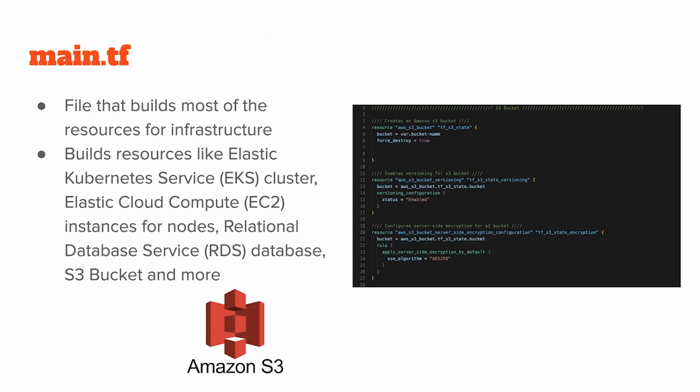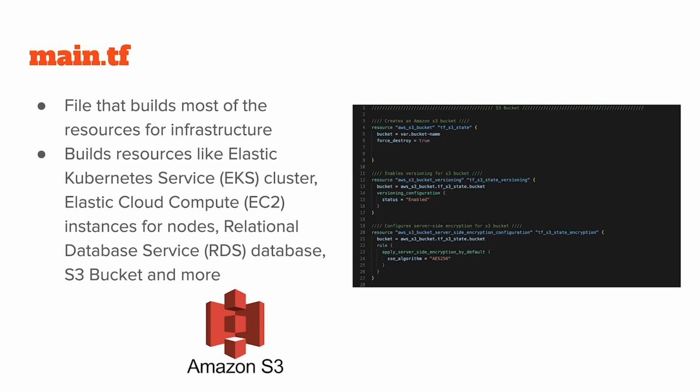The file that includes most of our resources to build for the infrastructure can be found within the main.tf file. Here we specify to build our Elastic Kubernetes Service cluster, our worker nodes that contain our application through the Elastic Cloud Compute Service, and our relational database service, among many others. Over to the right, we have our configuration within the main.tf file.